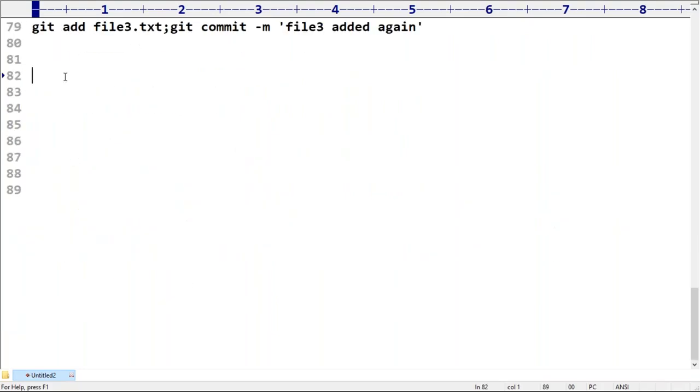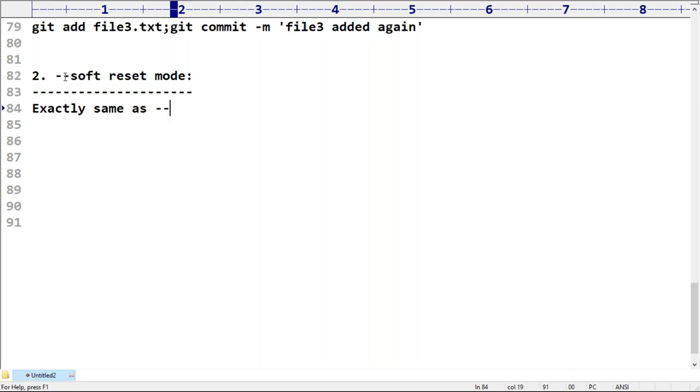What is the second mode? I forgot. Anyone, can you please tell what the second mode is? Hyphen soft. Soft reset mode. What is the meaning of soft reset mode? Very simple. Exactly same as hyphen mixed, except that.